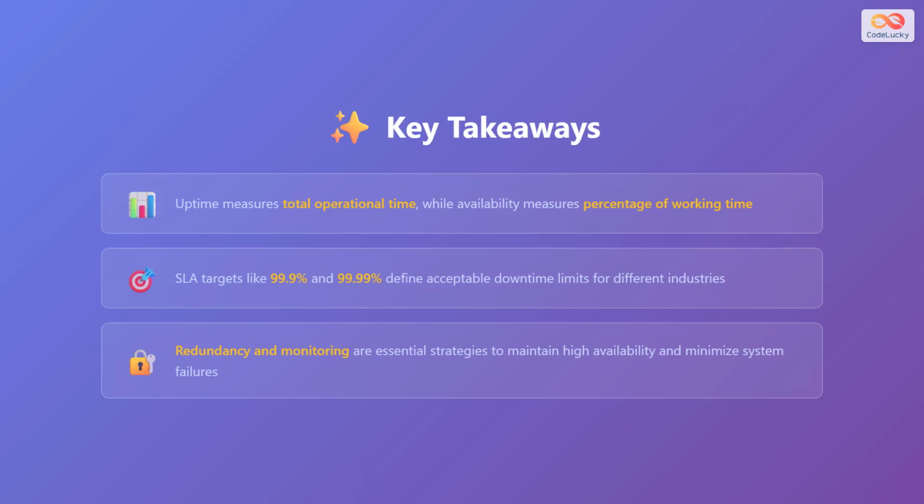Let's summarize the key points. First, uptime measures the total operational time, while availability measures the percentage of working time. These are related but different concepts. Second, SLA targets like 99.9 and 99.99% define acceptable downtime limits depending on the industry and criticality of the service. Finally, redundancy and monitoring are the essential strategies to maintain high availability and minimize system failures. By understanding these concepts, you're better equipped to evaluate service providers, design reliable systems, and appreciate the engineering that keeps the internet and critical services running.